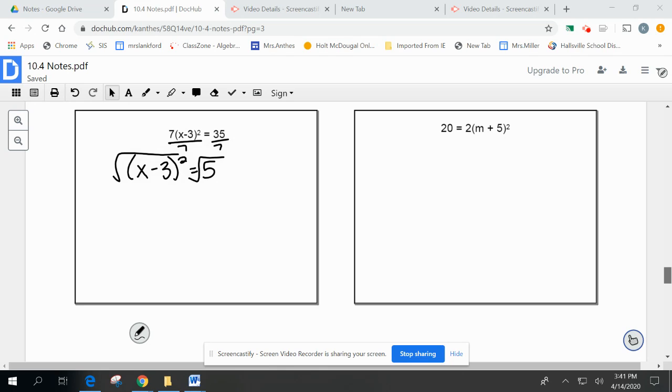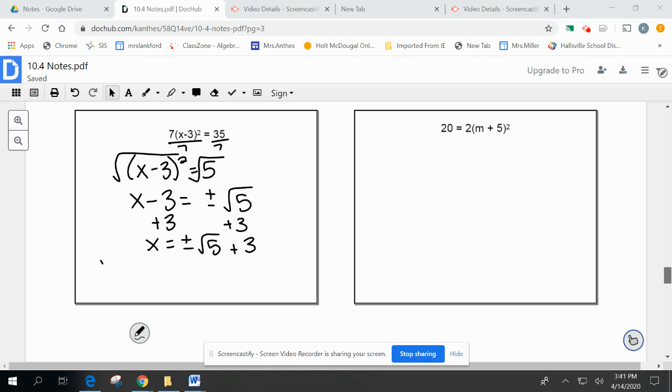The square root of 5 is not perfect. So I would leave that as the square root of 5. So now we're going to have x minus 3 equals plus or minus the square root of 5 because I don't want to go ahead and make it a decimal yet. So what I need to do is try to get x by itself. So add 3 to both sides. So x equals plus or minus square root of 5 plus 3.